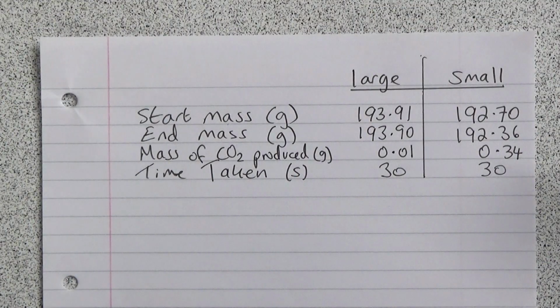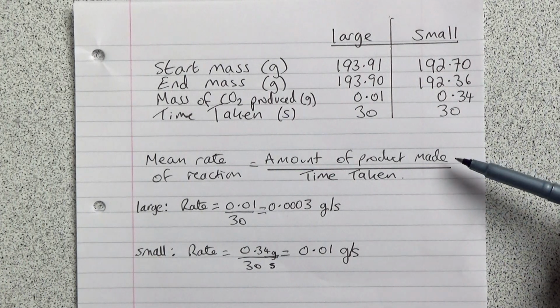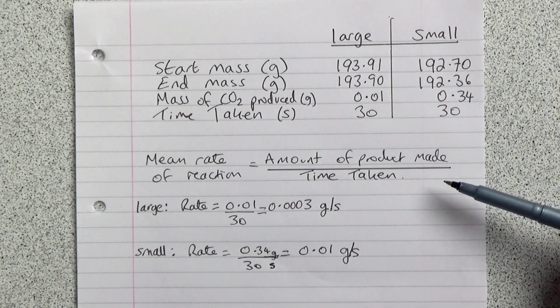So you can see for each type of calcium carbonate, the large and the small, I've got the starting mass, the end mass, and the difference in mass, which is the mass of carbon dioxide produced. I've also jotted down the time taken, which was 30 seconds each time. We need to remember to calculate the mean rate of reaction. It's the amount of product made divided by the time taken.